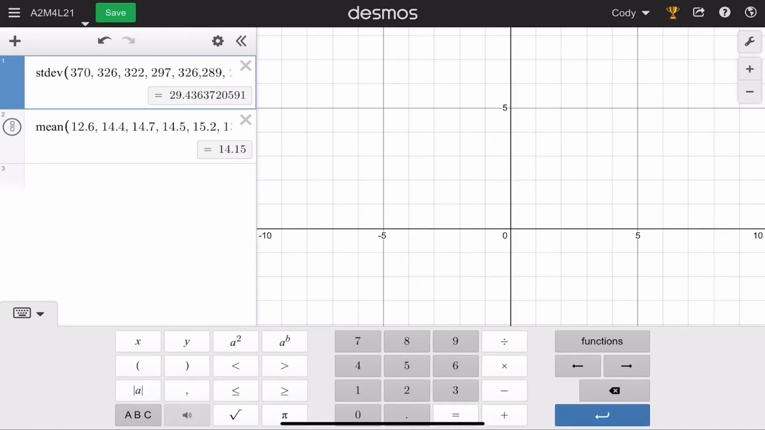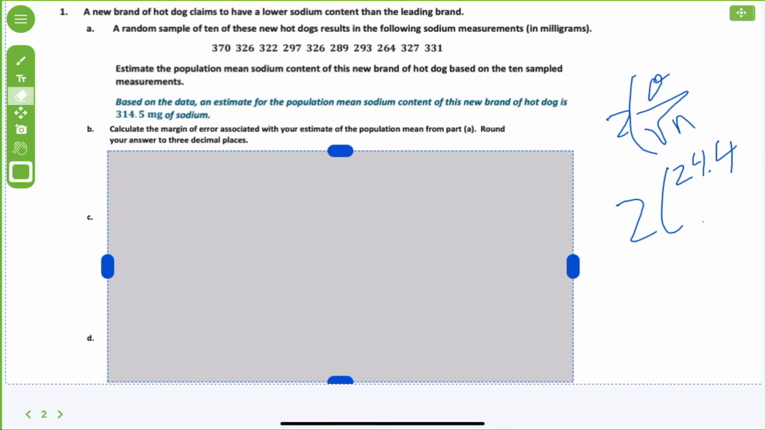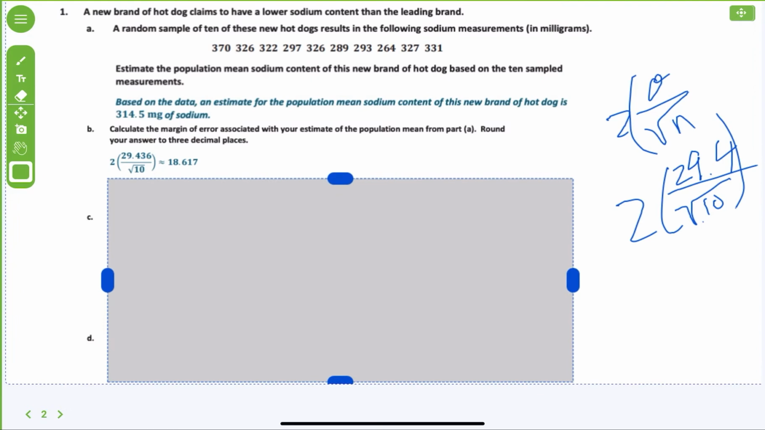24.4 times 2 is 48.8, divided by the square root of, now how many were there? There were 10 samples. And when we do that, we get 18.617.